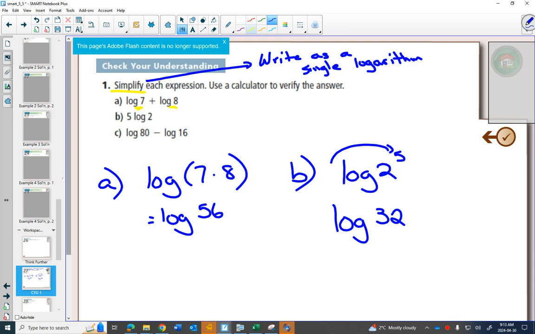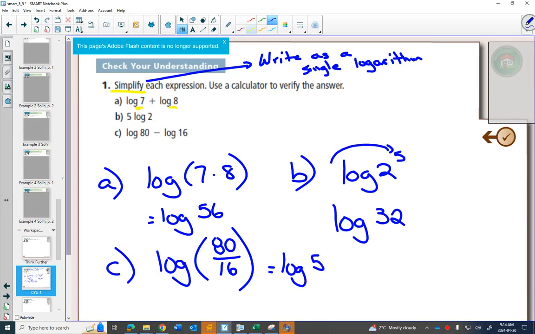And then in C, log of 80 minus log of 16. Again, all of these are base 10, but the bases have to be the same in order to use the log law. And 80 divided by 16 simplifies to 5. So if we can write things as a single logarithm, that is considered simplified.